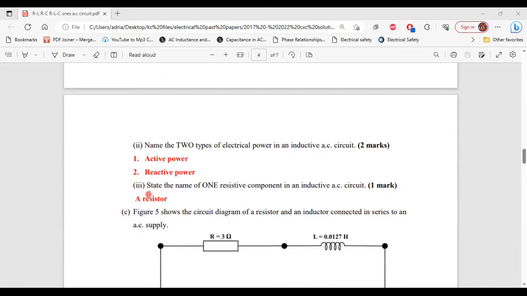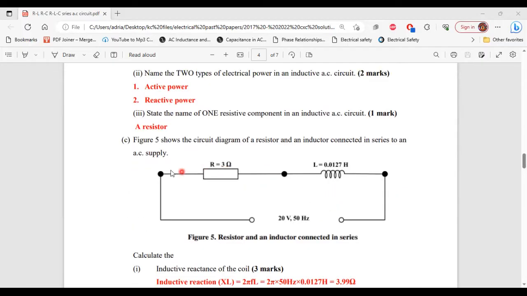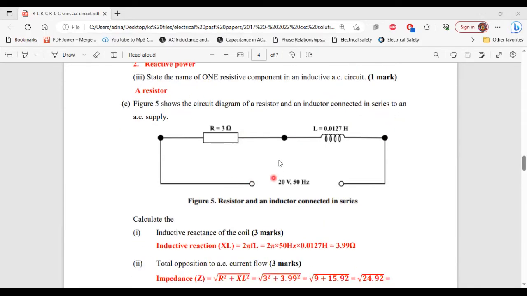Part 3, it says, state the name of one resistive component in an inductive AC circuit. So the resistive component is the resistor. So that's it for part B. For part C, it says figure 5 shows the circuit diagram of a resistor and an inductor connected in series to an AC supply. So here is figure 5. Here we have a resistor, 3 ohm, connected in series with an inductor of 0.0127 Henry.